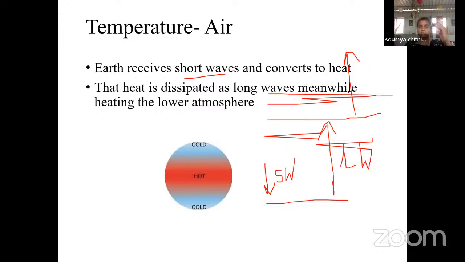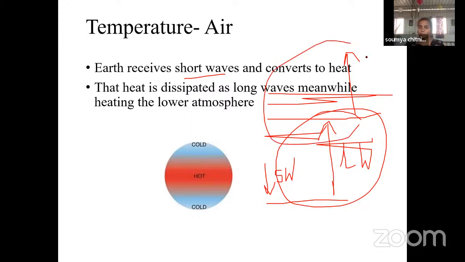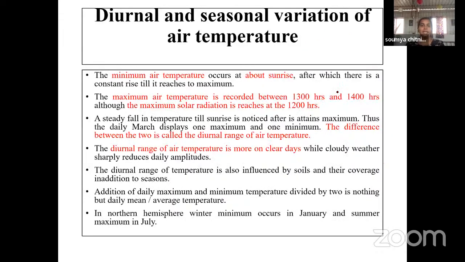By the time it moves upward, the temperature here will be low when compared to the upper part of the atmosphere. This you can find in atmospheric heating: why the temperature is high at a particular time, whereas the solar radiation is more at another particular time. That I'll explain to you.